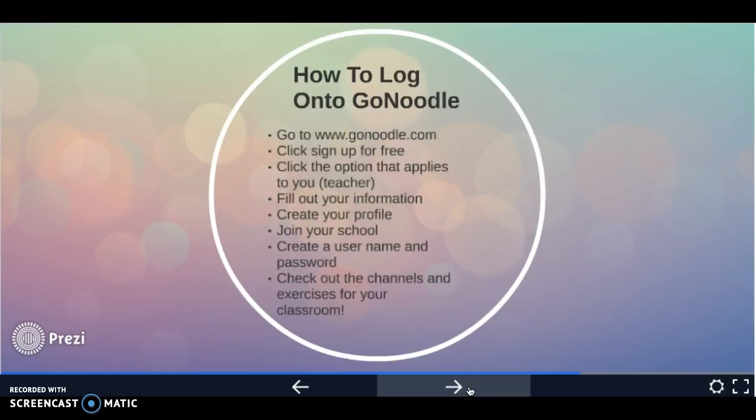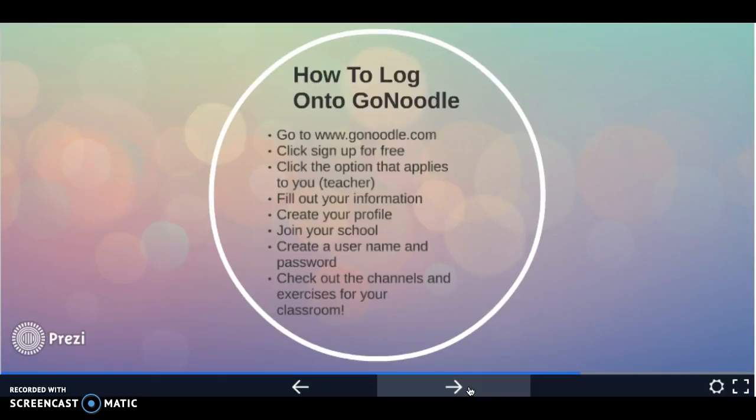I've already talked to administration, principal, and we are good to go for that. So you're going to create a username and password. So you can check out the channels and exercise for your classroom. During the PD, we had the teachers get up and try a few activities from the website. If you would like to try, just log on into your Go Noodle and get up and get moving.